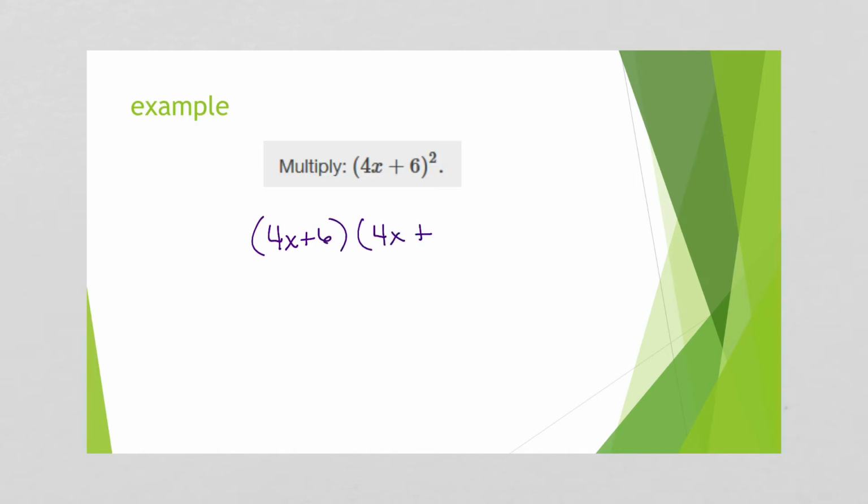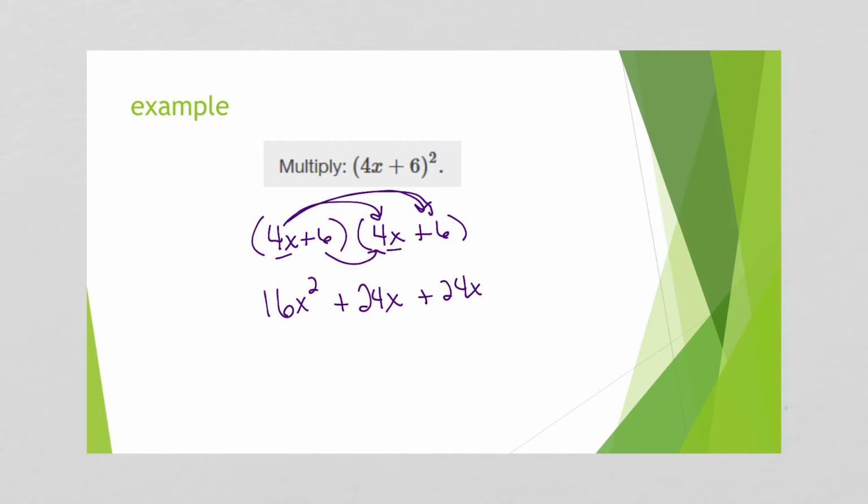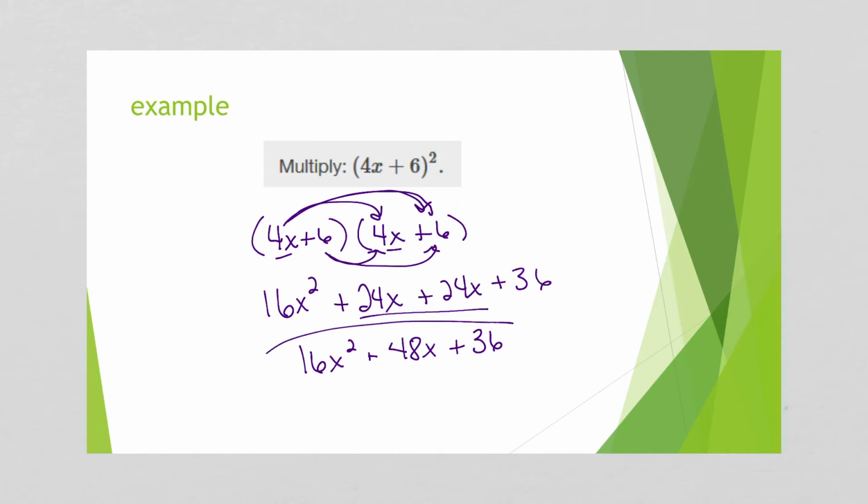Times 4, 6, and I would distribute. So 4x times 4x is 16x squared. 4x times 6 is positive 24x. 6 times 4x is the same thing. And then 6 times 6 is 36. Okay, combine your like terms. And this is it. We're done.